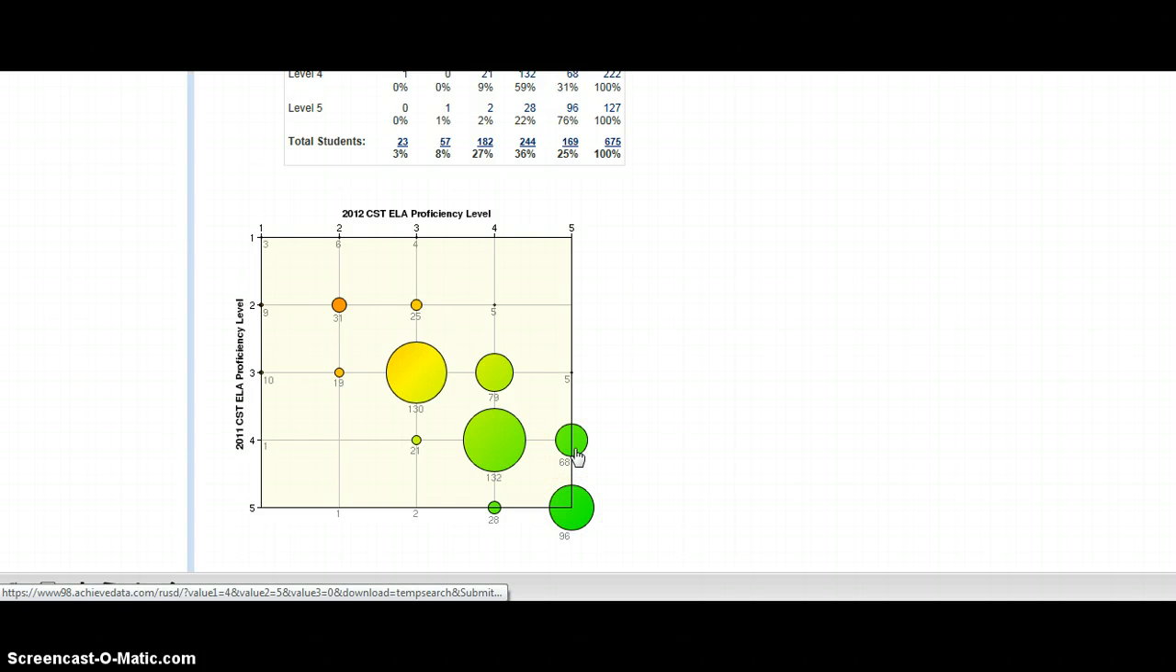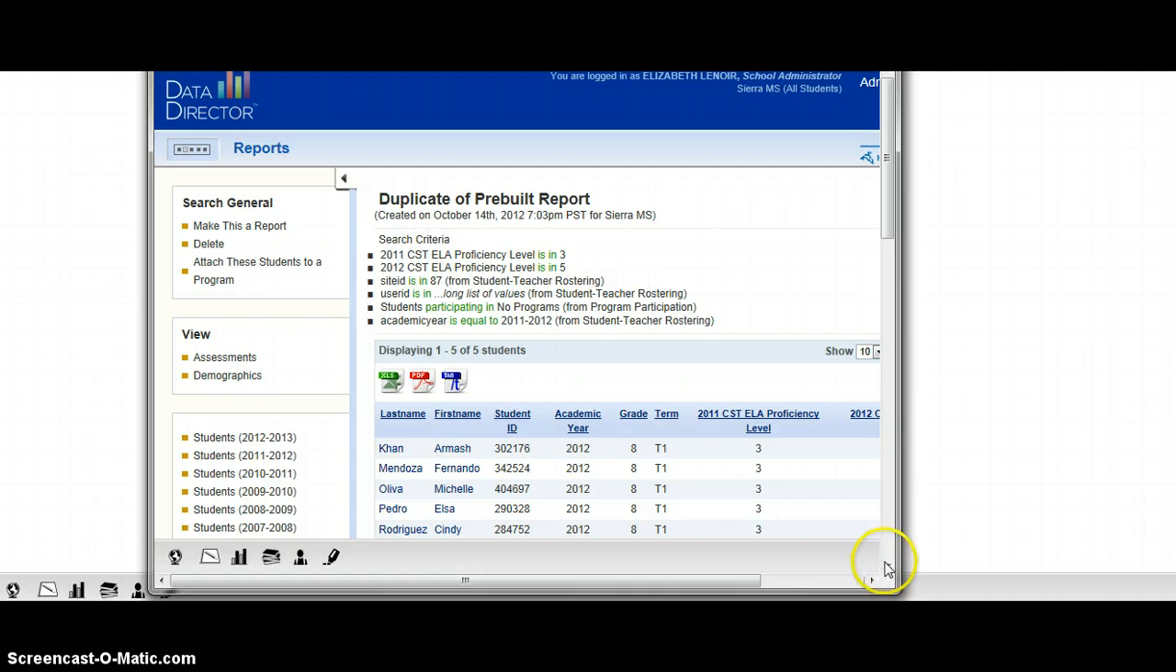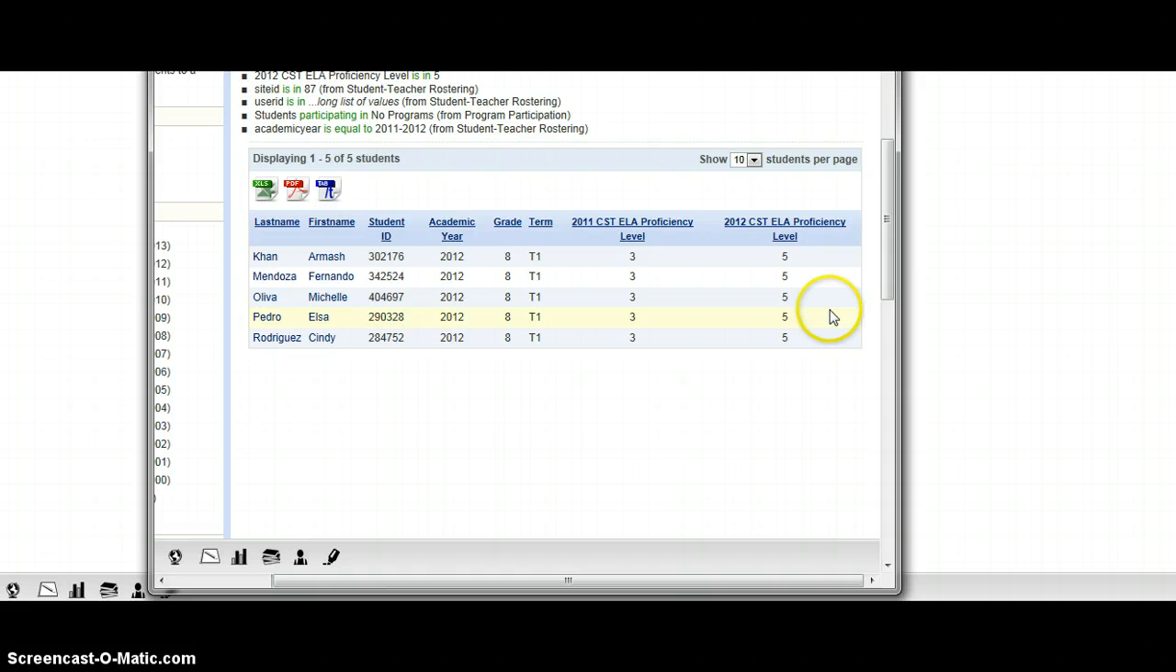This bubble right here says 68, and that means in 2011, 68 students were proficient, but in 2012, those 68 students ended up being advanced. 5 students were basic and ended up being advanced. And you see how it moves? You can click on that and actually see the 5 students at our school who came in at basic level in language arts and were advanced a year later. Those students right there.